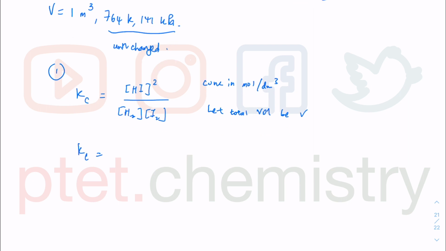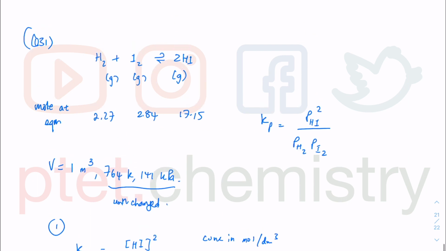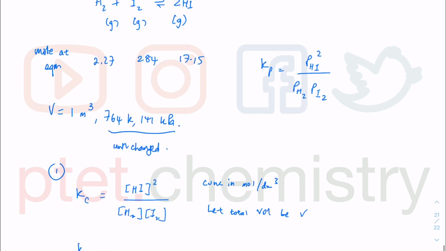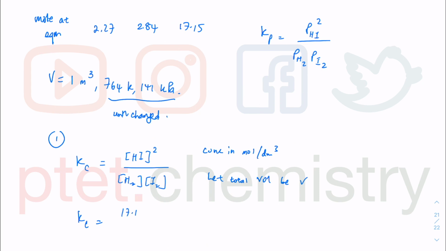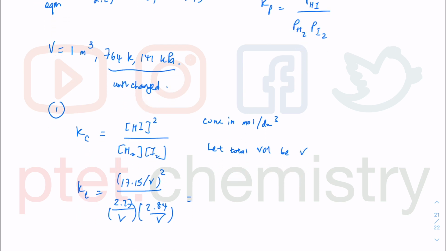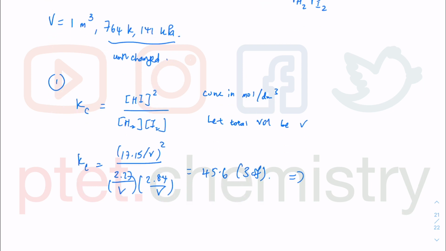Then Kc is equal to, if I sub in the values given in the information above, 17.15 squared over 2.27. Oops, sorry, I forgot the volume. This is mole over V, squared: 2.27 over V, 2.84 over V. The 1 over V squared over 1 over V squared cancels out. So what you get on your calculator is 45.6, to 3 significant figures. So there's your Kc. I wonder if we can work out Kp or not, but this definitely tells you option 2 is correct.